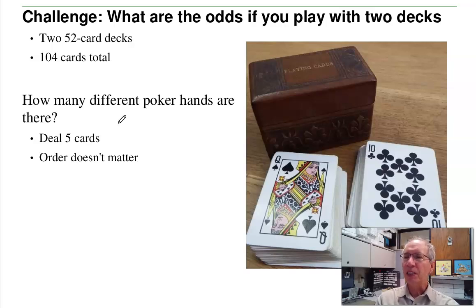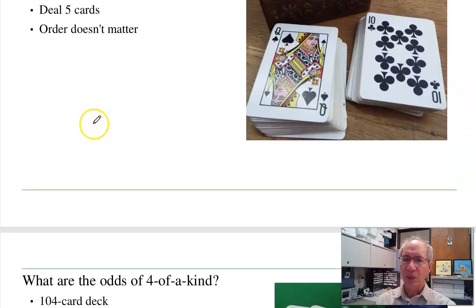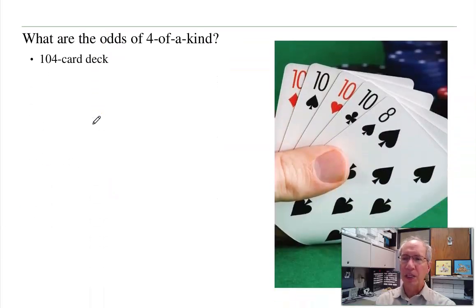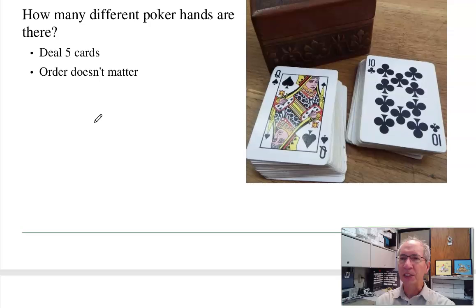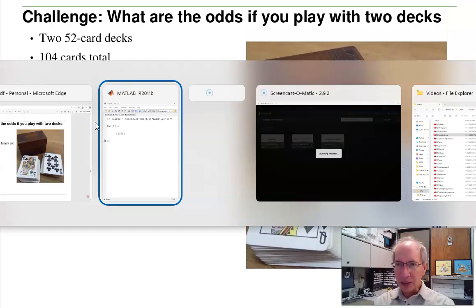Here I want to look at a deck of 104 cards. Basically take 2 decks of cards, shuffle them together. Now what are the odds? The odds are going to change. If I deal out 5 cards, how many hands can I deal? Well, if I have 104 cards, let's go back to here, the number of hands I can deal.